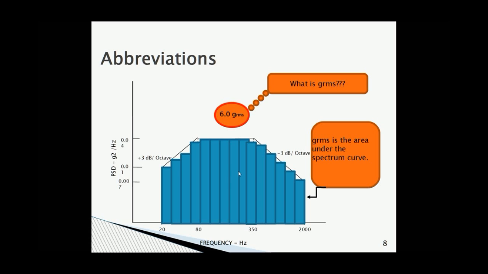So you will see this term quite frequently, 6G's RMS, or you will see GRMS quite frequently in random vibration testing. So 6G RMS is the total acceleration content for this given random vibration test. Now, what does RMS stand for? RMS stands for root mean square, which is a statistical measure of magnitude for a varying quantity. Now you'll appreciate why we use GRMS later on when we define random vibration, which has random quantities which vary and are not constant.